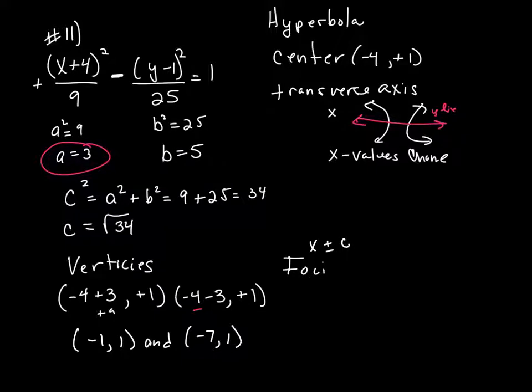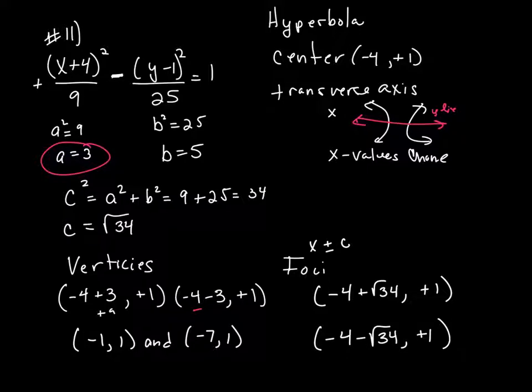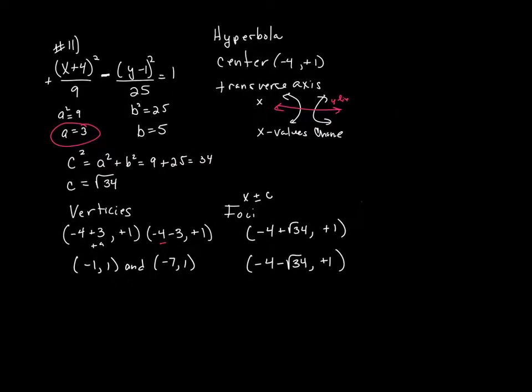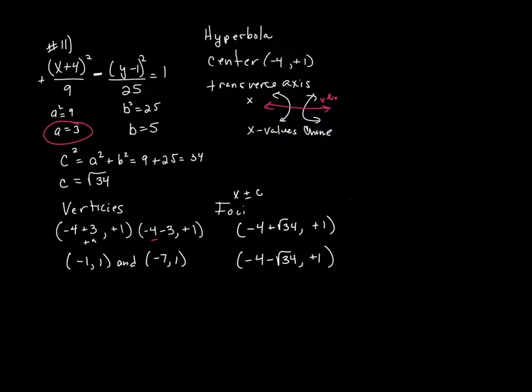Now the foci are determined by the x value, in this case, plus or minus C. So for my foci, it's just going to be -4 plus the square root of 34, and my y value still is 1. And then -4 minus the square root of 34, and my y value here is still 1. The next thing I need to find are the two equations for the slant asymptotes that we have. Let me go ahead and minimize this just a little bit and talk about how I'm going to find those.